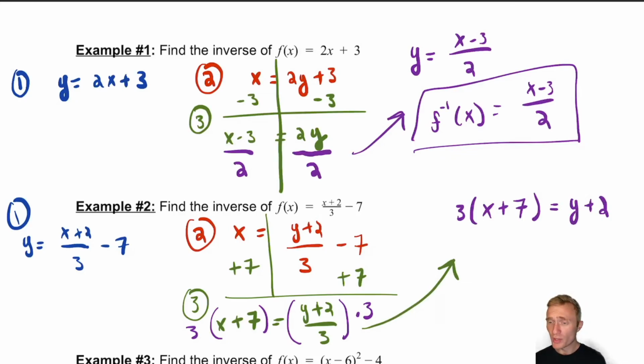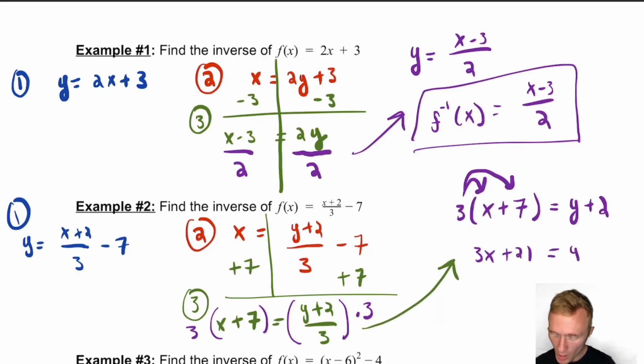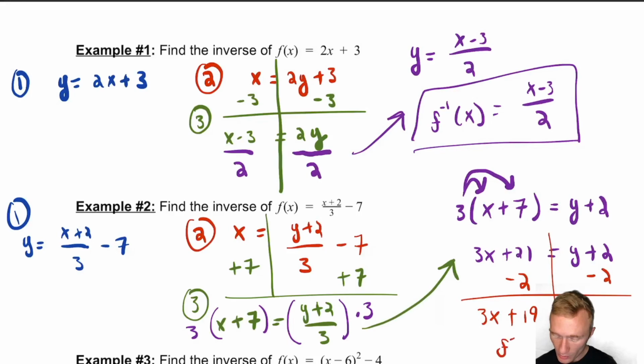And now it's your choice. You can subtract 2 on both sides and be done here, but let's make it a little bit simpler. We're going to distribute into here and have 3x plus 21 equals y plus 2. This is not strictly necessary, but I like to do it because it makes my final answer a little bit simpler, because now I can subtract 2 from both sides to get 3x plus 19 equals y. The inverse of that one is going to be 3x plus 19.